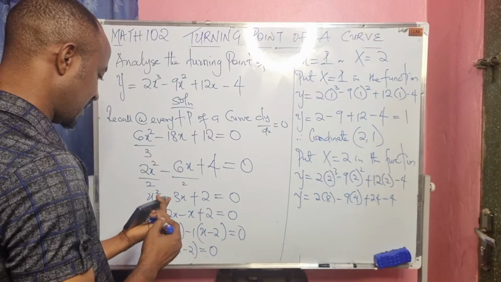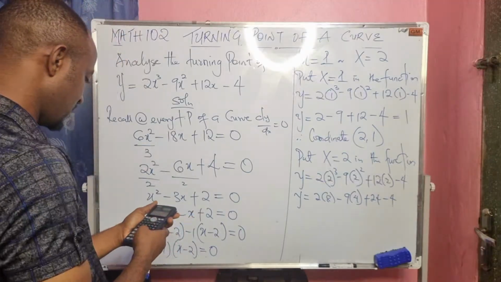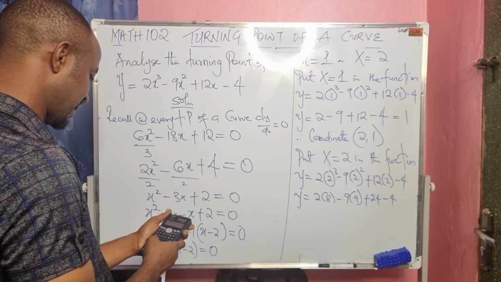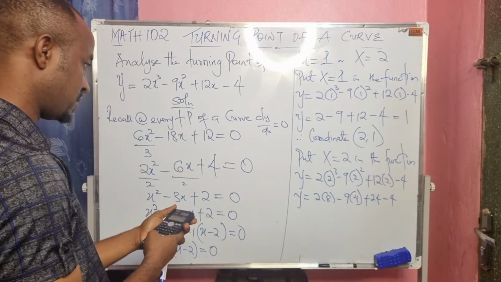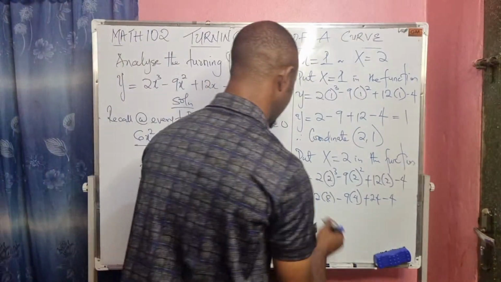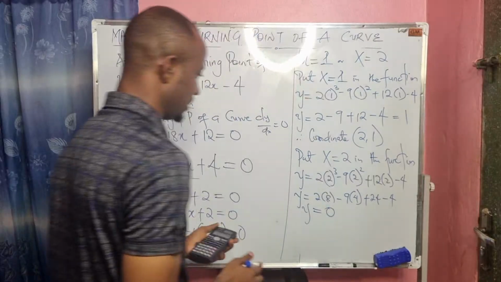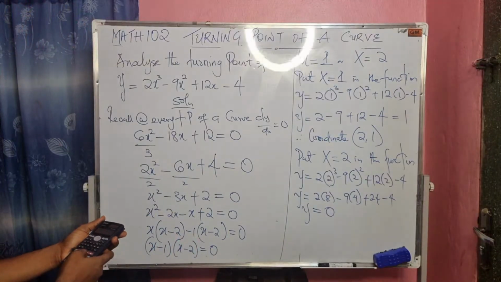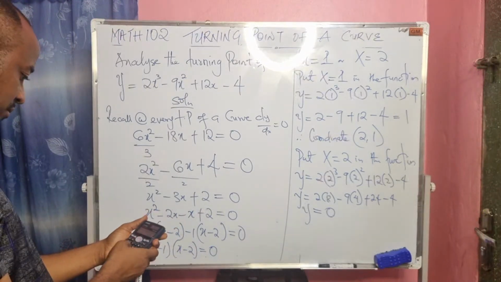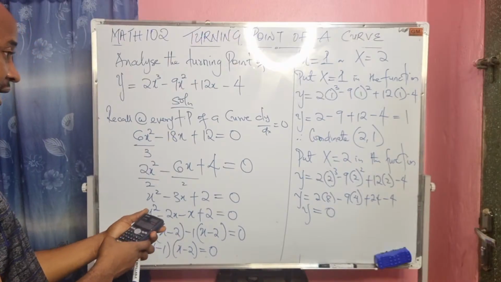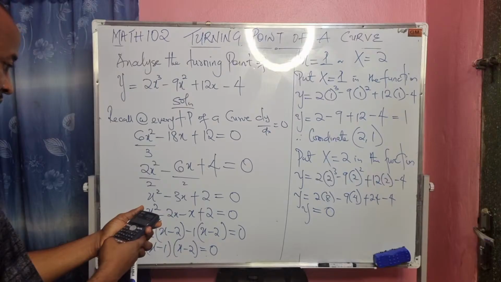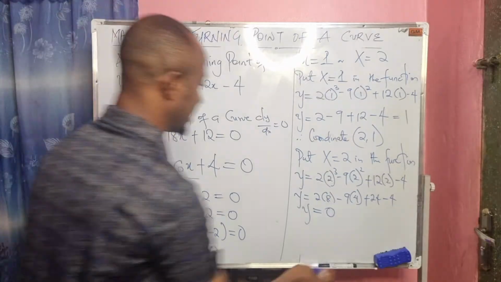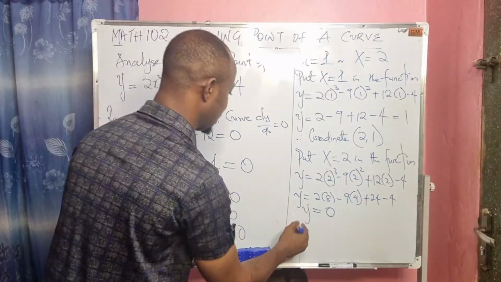9 times 4 is 36. Here we have minus 36 plus 24 minus 4. Okay, the result of our y becomes 0. By the time we add up all of this, we're going to have 0. Let's do that again. 2 times 8 is 16 minus 36 plus 24 minus 4. Our answer is 0.